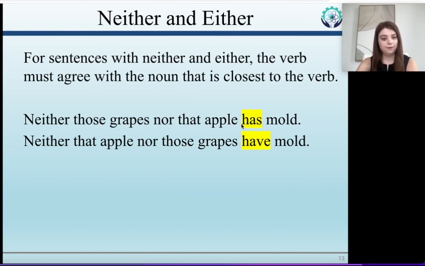The to have verb. And then here I swapped them around. I put that apple first and those grapes second. I said, neither that apple nor those grapes have mold, right? Because those grapes is plural, so I used have, right? Those grapes could be replaced with they, right? They have mold, conjugates correctly. That apple would be it. It has mold because it's a third person singular object, right?